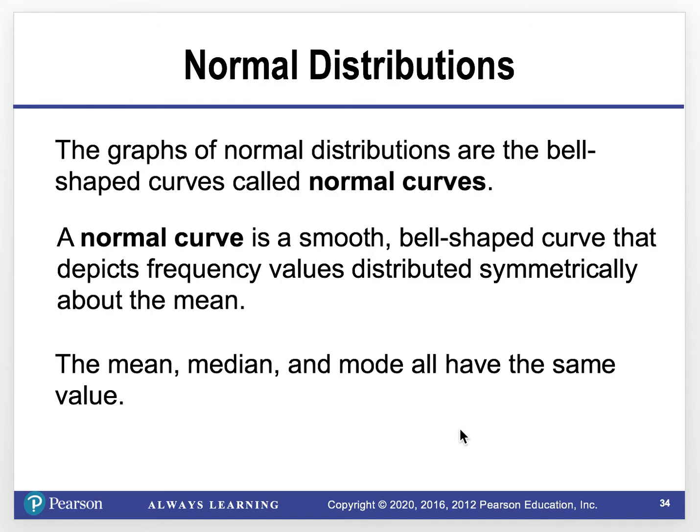A normal curve is a smooth, bell-shaped curve that depicts frequency values distributed symmetrically about the mean. In a normal distribution, the mean, the median, and the mode all have the same value. And tons of things are just naturally, normally distributed, right? Think about the weights of babies when they're born. I don't know what the mean is, but let's say it's 7 pounds.